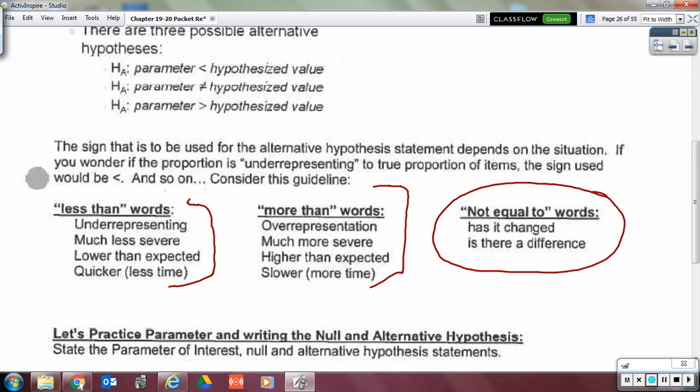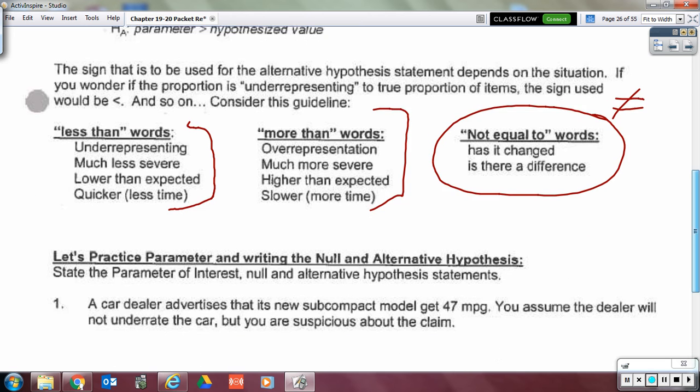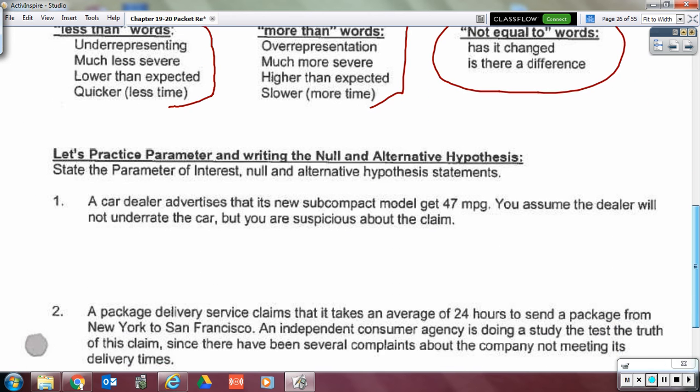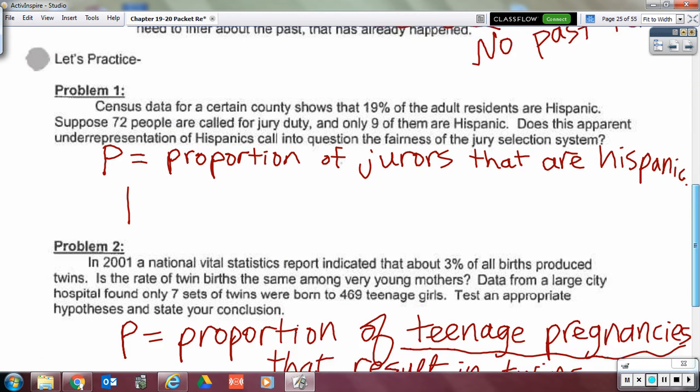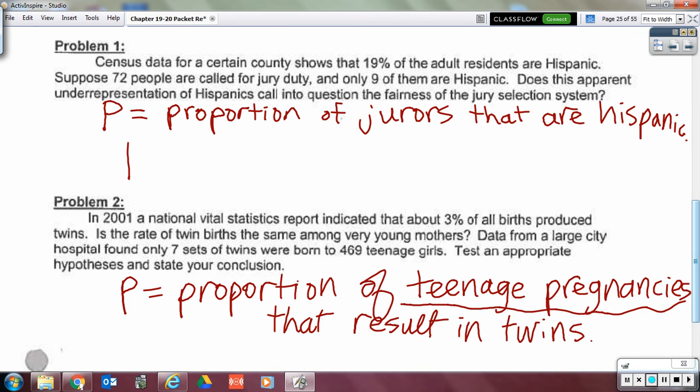Not equal to. A not equal to alternative would be if they say, is the teenage pregnancy rate different than the overall rate? Or has it changed? Has something we've done created a change? So let's practice this. Actually, before we practice those, why don't we go ahead and come back here and write the null and alternative for these as well.